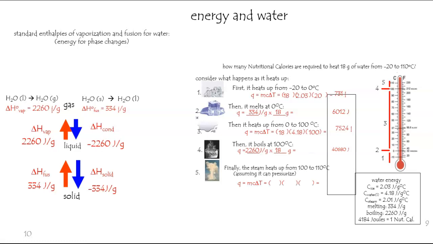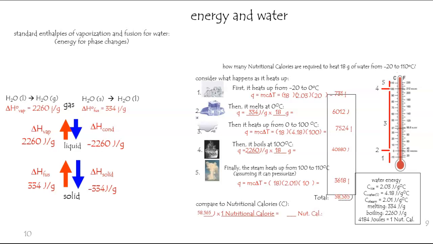Q equals mc delta T. I think here we better use the steam numbers. Finally, we got all 1, 2, 3, 4, 5 numbers. Plug them in. What is that? 58,000 plus joules. I like to compare that to nutritional calories because I just don't really have a feeling.